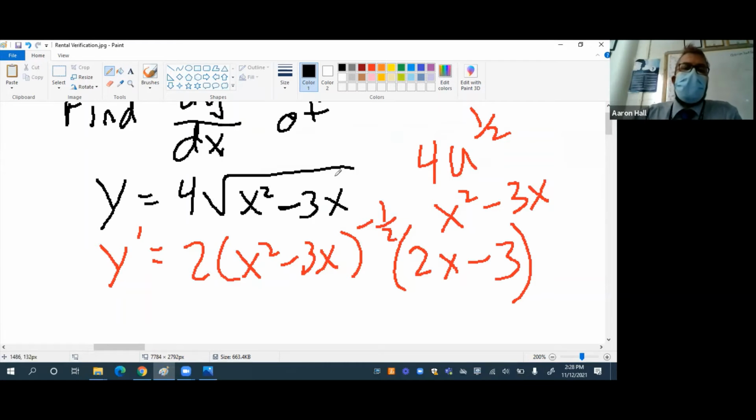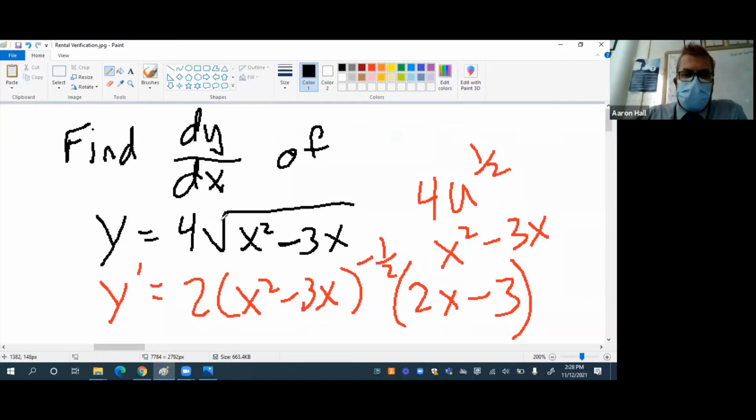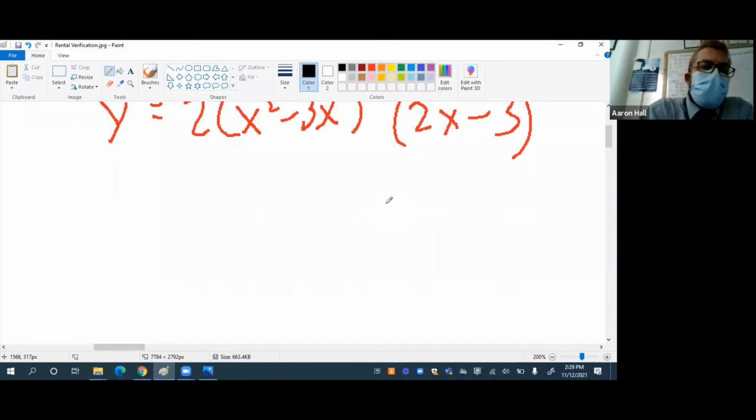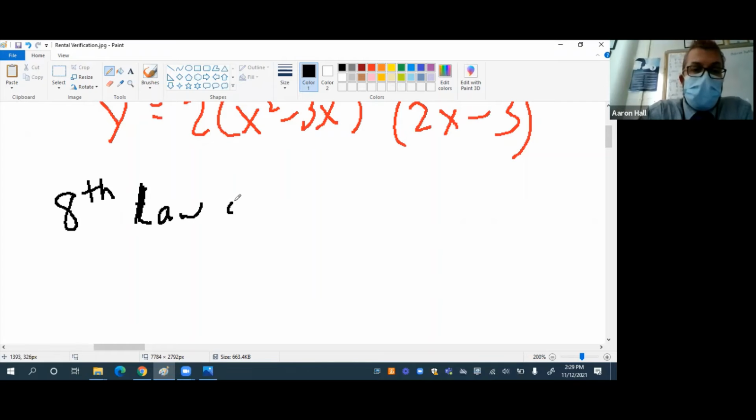So the question is how to get rid of the square root. We have our 8th law of exponents. This is the last one, 8th law. So this is not calculus. This is actually more of a secondary math 2, secondary math 3 idea.